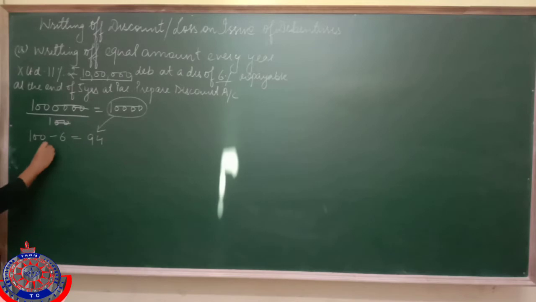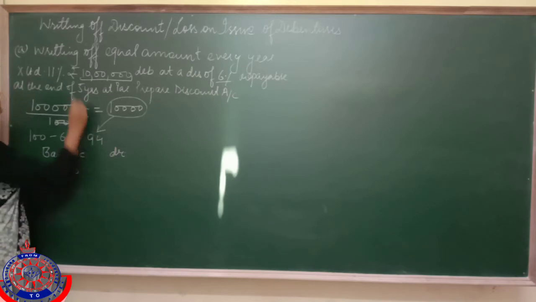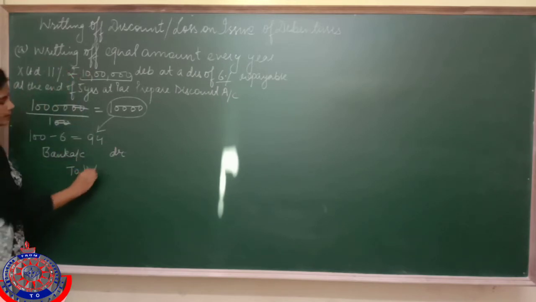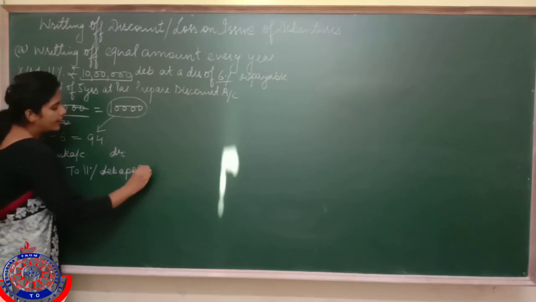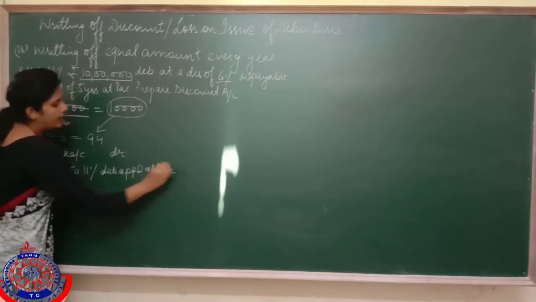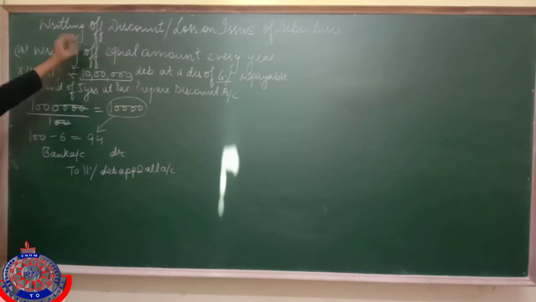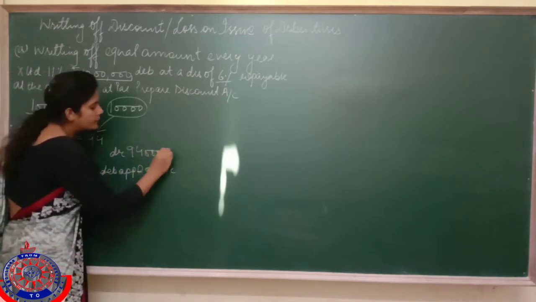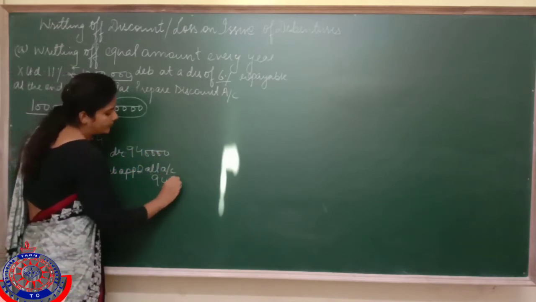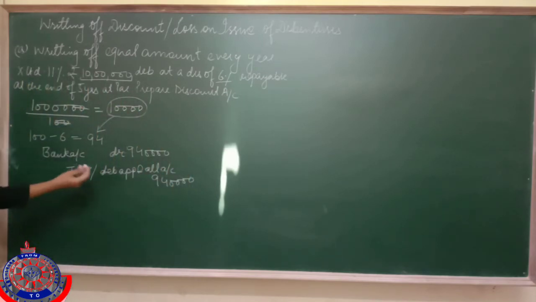So pass the first entry. First entry would be Bank Account debited to 11% Debenture Application and Allotment Account. As I have issued 10,000 debentures at rupees 94, it means I have collected 9,40,000 rupees from the public. I hope it's clear. Now pass the next entry.